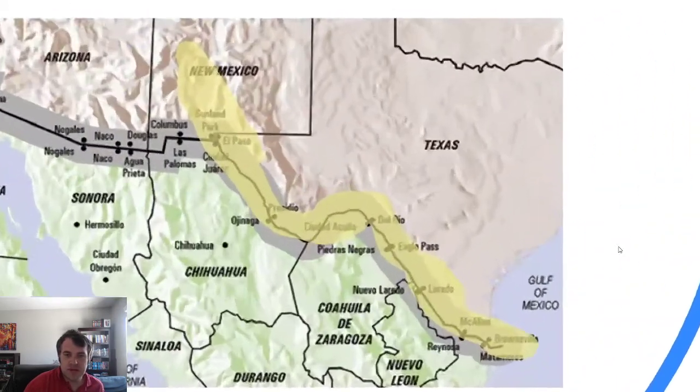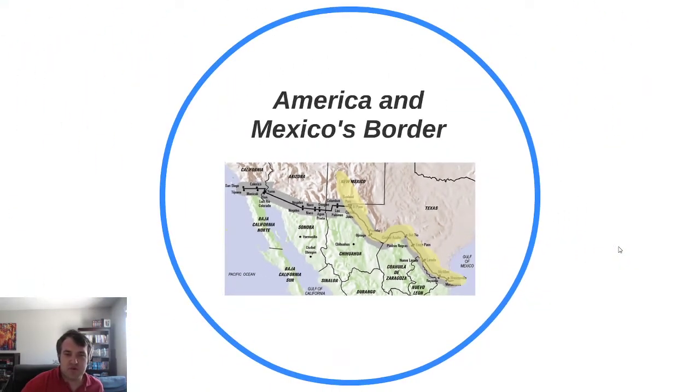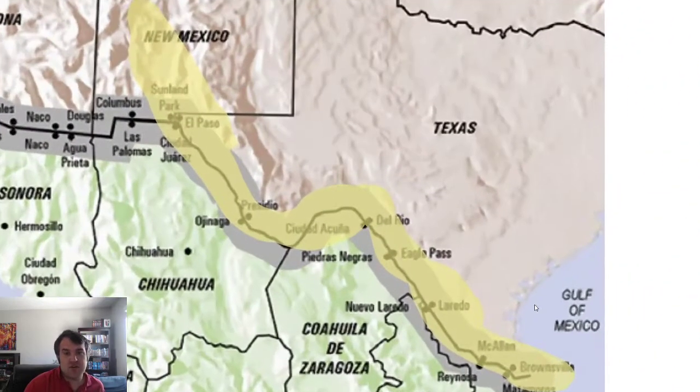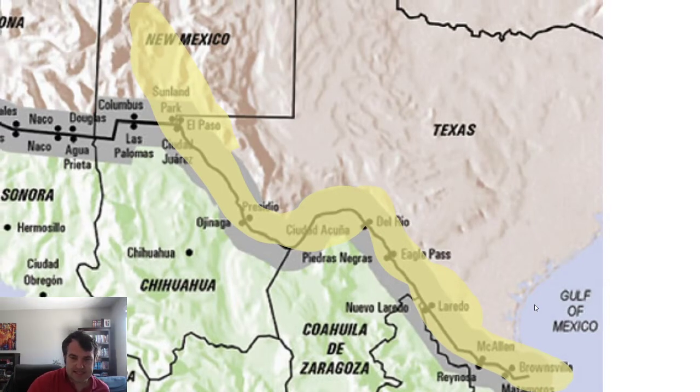With America's border with Mexico, it's important to know that the border along California, Arizona, and most of New Mexico is just a standard border in the middle of the desert. But the part of the border that I really want to focus on today is the border with Texas, because this border is a river, and that's going to make things complicated. So this whole highlighted part of the border right here is the Rio Grande River. So that's going to be a big part of today's lesson.